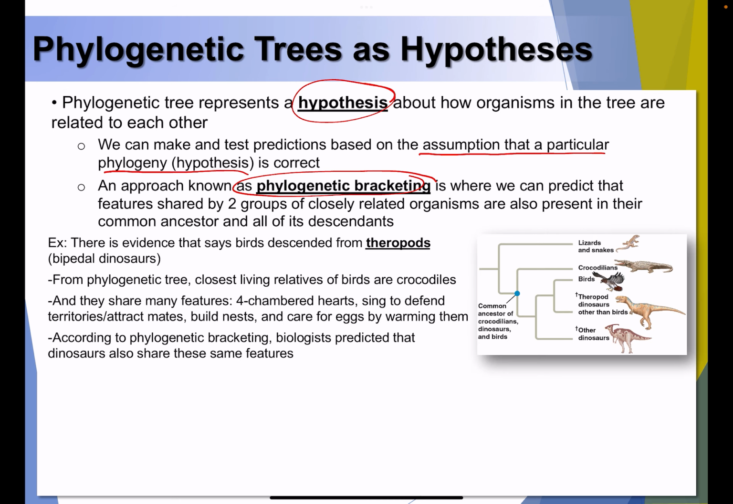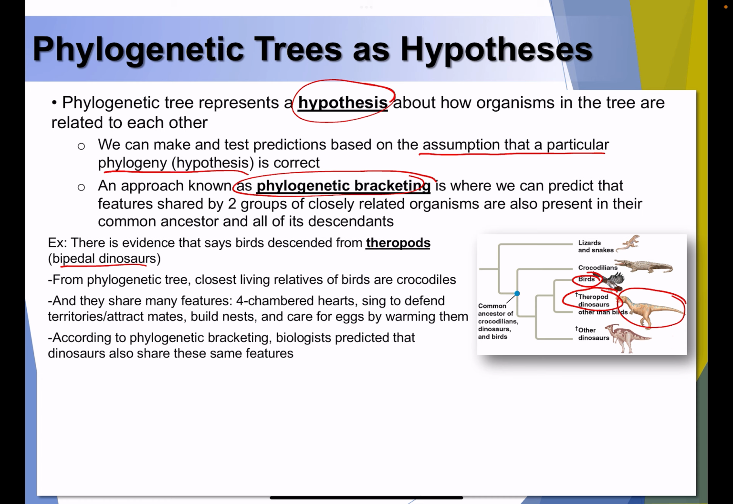So, for example, there is evidence that says birds descended from theropods, okay? And theropods are actually bipedal dinosaurs. So here's birds, here's theropods. So they look like this, for example. So they have come up with this phylogenetic tree as a hypothesis for how these species are related to each other in terms of evolution. Again, this is just a hypothesis based on what we currently know and all the data or fossil records that we have.